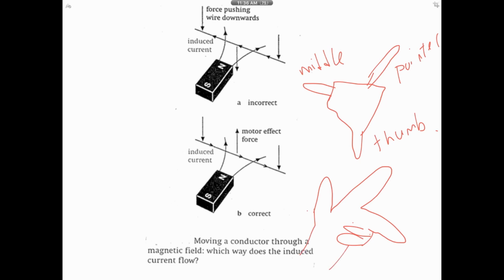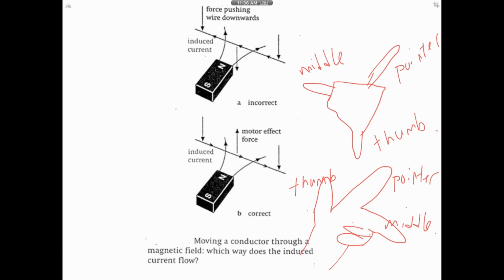Okay, so this is my thumb. This is the pointer. And this is the middle. Can you see that now the force is upwards? So if the force is upwards, that means as I'm pushing the wire down, I have to do work to overcome the force. So then my work done can be converted into electrical energy.